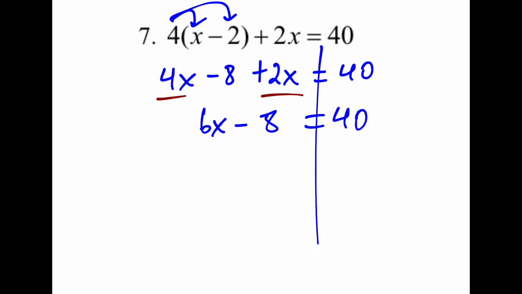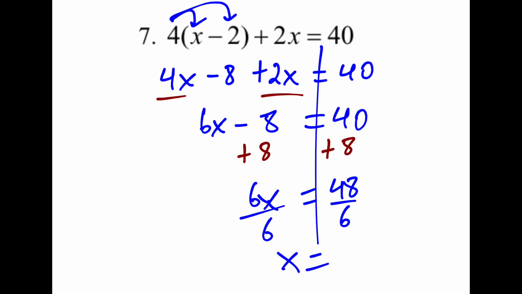So these extra steps, like distributing or combining like terms, allow you to simplify the equation, make it shorter and smaller, so that now you are just solving a two-step equation, where you undo subtraction first, and then you undo multiplication. And x is equal to 8.